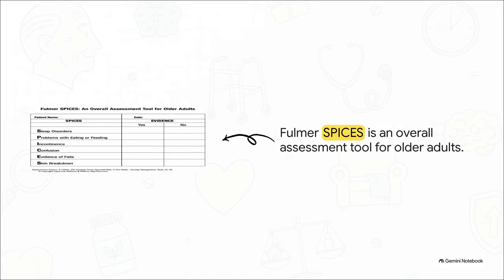You also absolutely have to memorize the SPICS acronym. It's your go-to framework for spotting common geriatric syndromes. SPICS stands for sleep disorders, problems with eating or feeding, incontinence, confusion, evidence of falls, and skin breakdown. Keep this front of mind, and you won't miss the big issues during a comprehensive assessment.